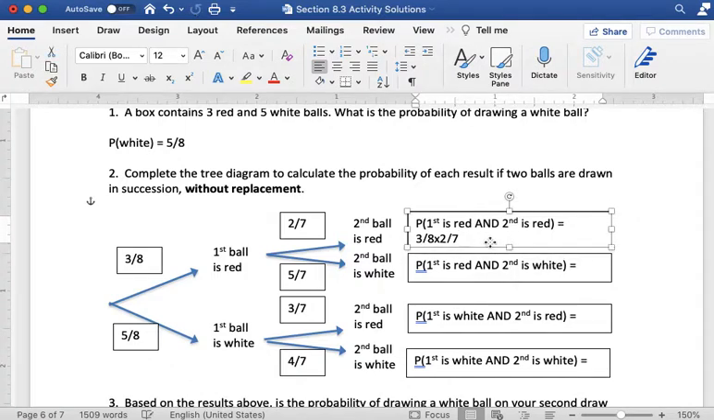And again, remember how we multiply fractions here. We are multiplying the numerators. 3 times 2 is 6. Multiplying the denominators, 8 times 7 is 56. And then we probably will need to simplify that to 3/28. For the second one here, the probability that the first is red and the second is white, that's going to be 3/8 times 5/7.